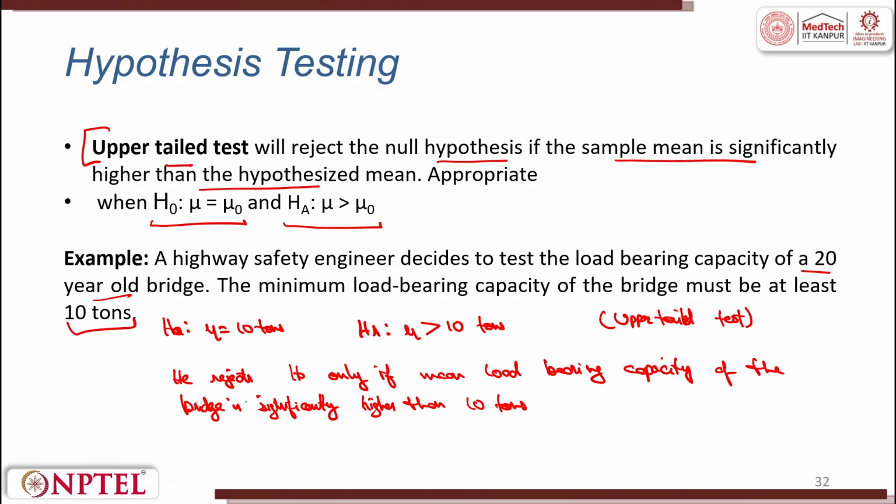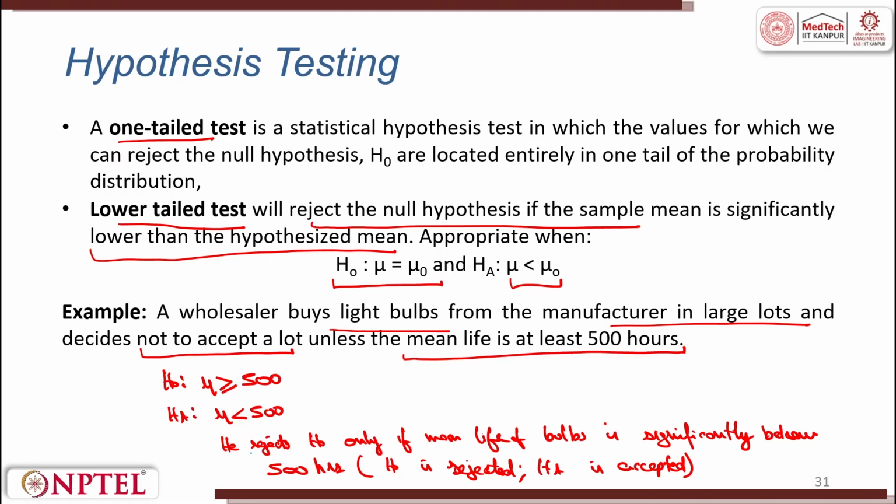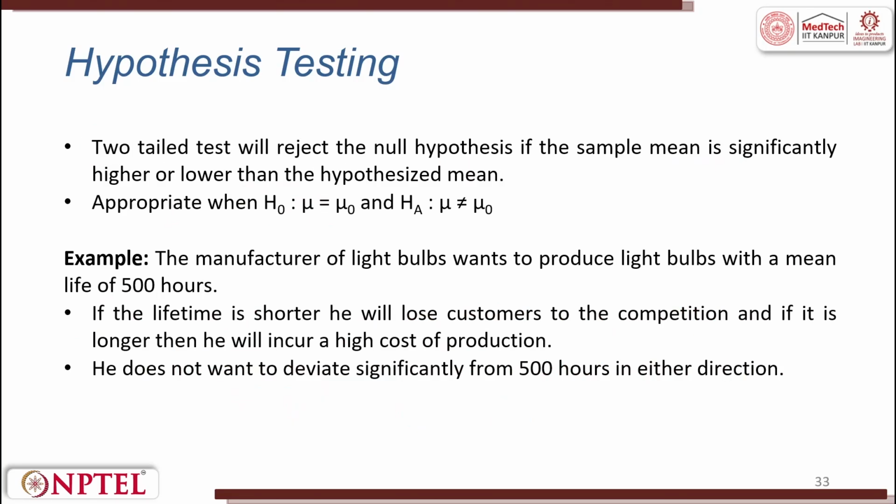See these words. He rejects H naught only if significantly higher than 10 tons. This is for upper tail. For lower tails, he rejects only if it is significantly below 500 hours. This is lower tail.